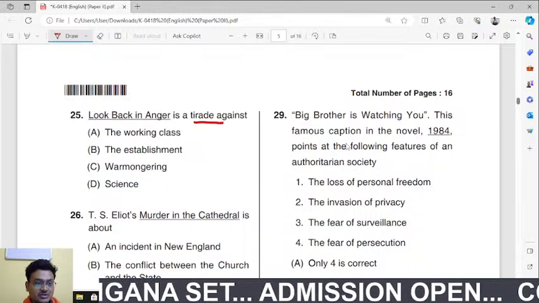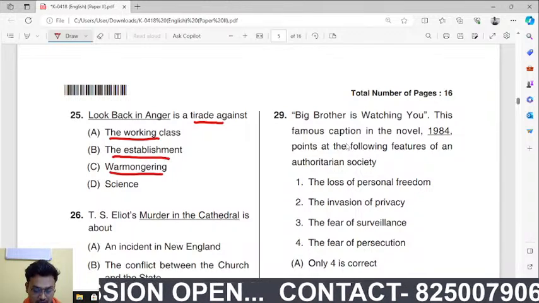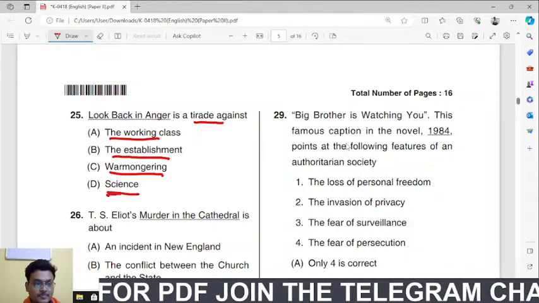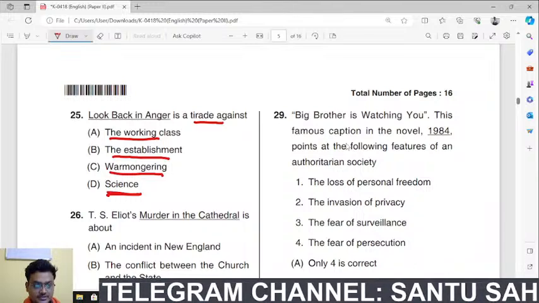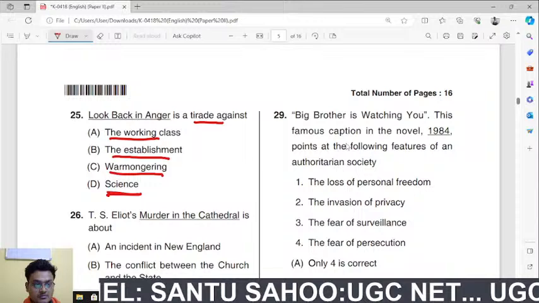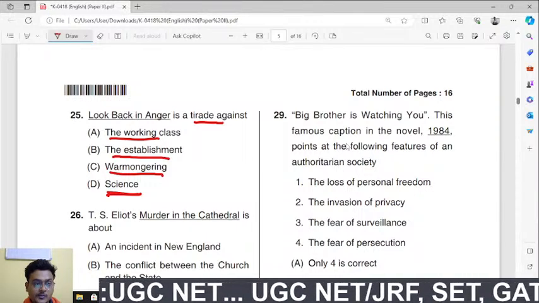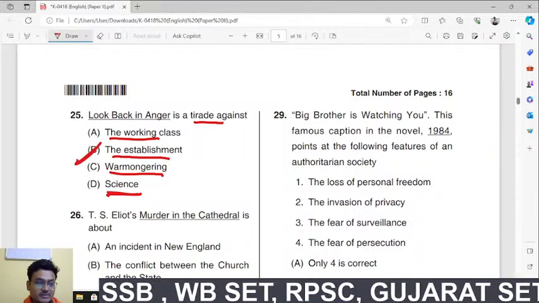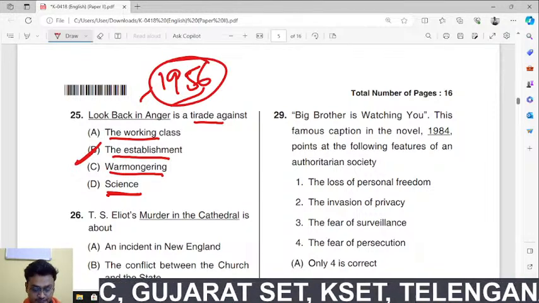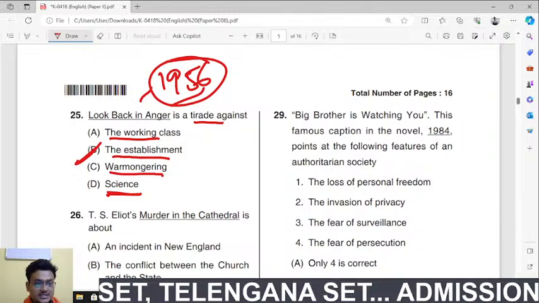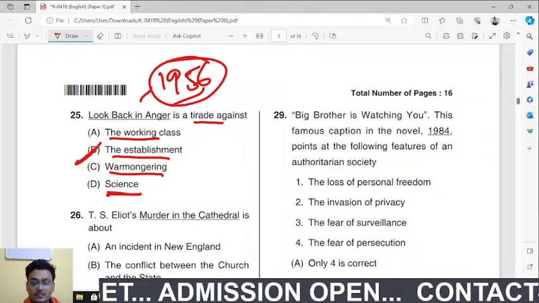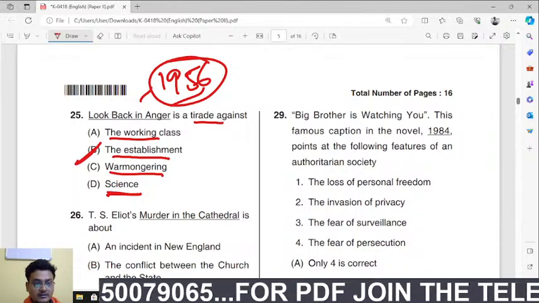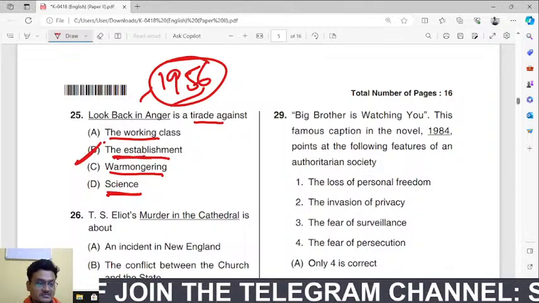Look Back in Anger is a tirade against the working classes, the establishment, or warmongering? This question was asked this time in UGC NET. Look Back in Anger is a tirade against the establishment, performed in 1956, with Jimmy Porter. It is actually not working class, it is middle class. It is against the growing industrialization and the bourgeoisie. So the establishment is the right answer.